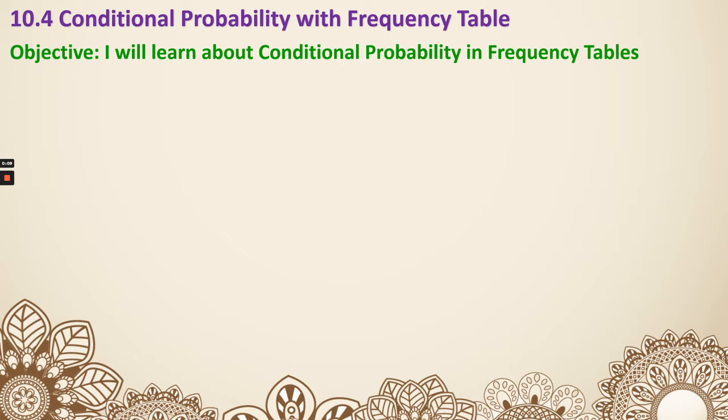Today we're going to talk about 10.4, where we will learn about conditional probability from a frequency table. We have a very long example, but it is a very real-life related example. That's kind of how a lot of drug or medicine companies make their trials and study if their medicine works or not. So let's have a look.